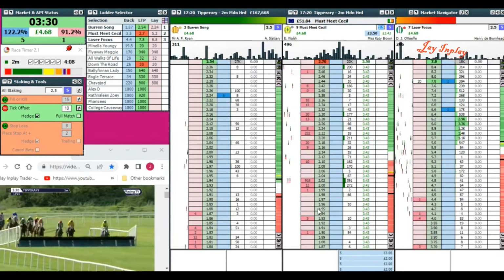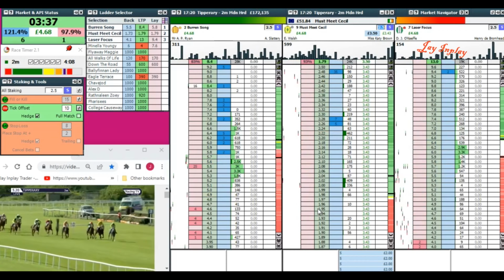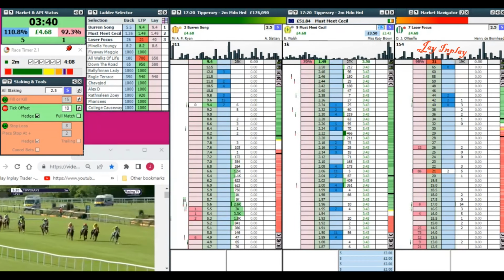Jumps at about 3 to 4 in front of Laser Focus in second, Boron Song third on the inside. Manelli Youngie under pressure in 4, and they're followed by All Walks of Life, who's keeping on from mid-division as they head down to.